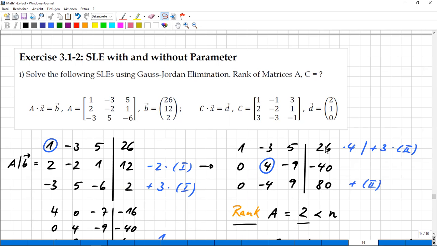Now, this is also something for number acrobats among you. 26 times 4, you get it. If you just double it twice, the double of 26 is 52, and then again times 2 results to 104 plus 3 times minus 40.